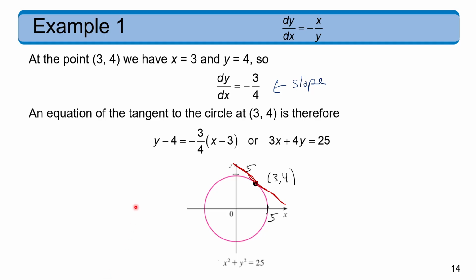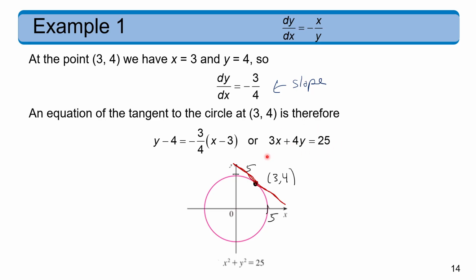So then using the point slope form, you take y minus the y-coordinate of your point, which is 4, equals the slope, negative 3/4, multiplied by x minus the x-coordinate of your point, which is 3. And then if you wanted to simplify this, you could distribute over the parentheses, add the 4 to the right, and solve it for y, or here we've written it in another form.